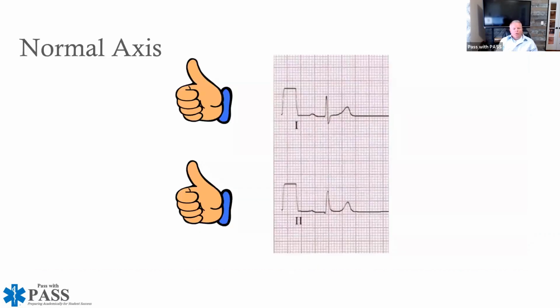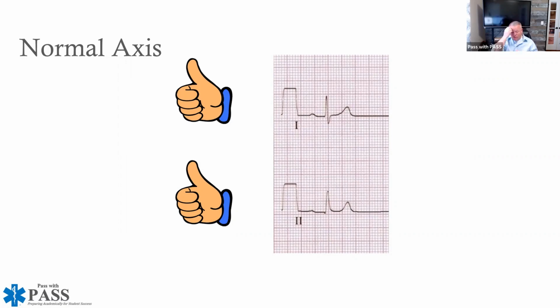So normal axis here: I look at lead 1, it's positively deflected. And then I look at lead 2, it is positively deflected. I have 2 thumbs up. That tells me that everything is right and things are working the way that they should be. I'm giving this 2 thumbs up. It is a normal axis deviation.